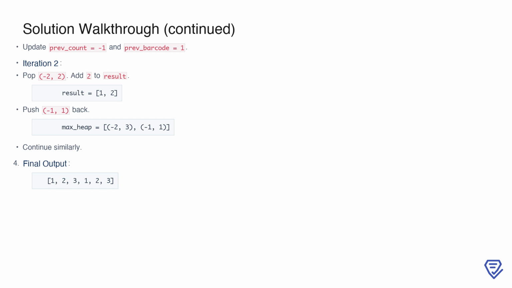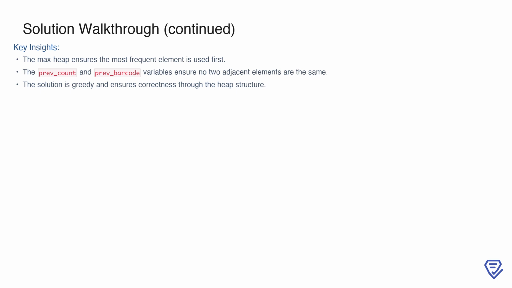This process continues by alternating between the most frequent barcodes, ensuring that no two identical barcodes are adjacent. When the heap is fully processed, the final arrangement is 1, 2, 3, 1, 2, 3, which satisfies the problem's constraints. The key insights from this solution are that the max heap allows us to always select the barcode with the highest frequency first, ensuring the most constrained barcodes are placed early.